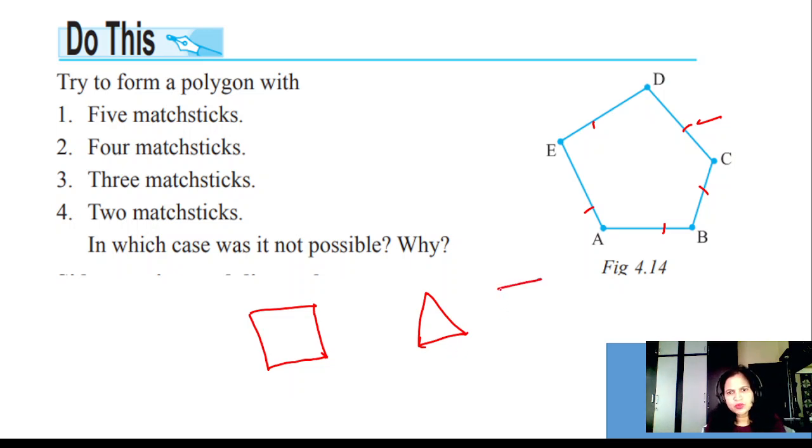And two matchsticks. What can you do with two matchsticks? It is not closed, it is open. In which case is it not possible? Why? With two matchsticks you cannot form a polygon because it will not become a closed shape. Therefore, it is not a polygon.